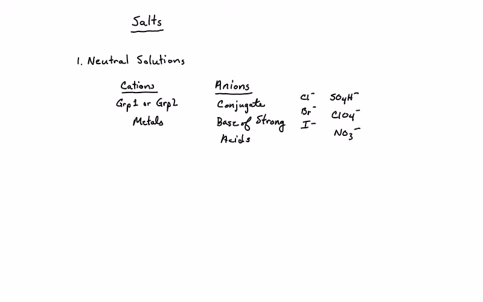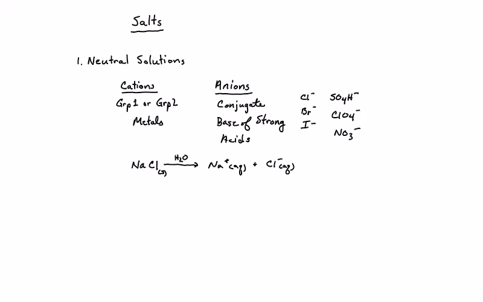So if the cation comes from group 1 or group 2, such as sodium, and the anion comes from one of the conjugate bases of strong acids like hydrochloric acid, what we get is a salt that's going to produce a neutral solution. In fact, if we add sodium chloride to water, we simply wind up with solvated sodium cations and solvated chloride anions.